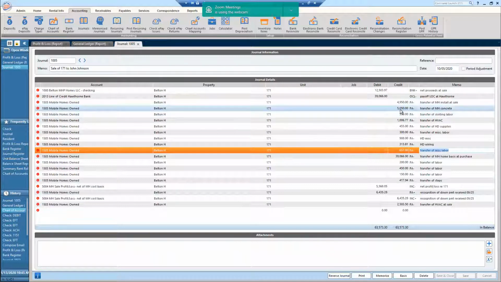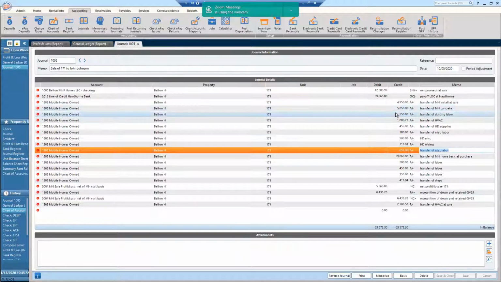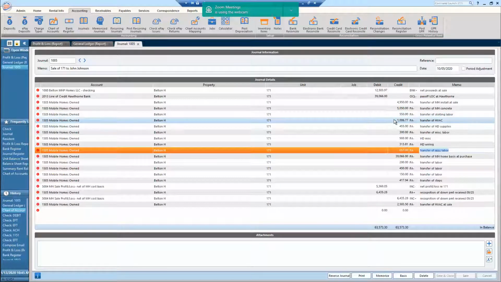Our concrete, we paid $5,050 for the HUD set concrete. That's 2 feet wide by 2 feet wide by 3 feet deep, which is the appropriate frost line in mid-Missouri. We transferred the skirting. We had $550 of labor for the skirting on this double wide. This is a double wide, a 28 by 56 True, which is a 3-bedroom, 2-bath. Pretty nice home. I actually like True.